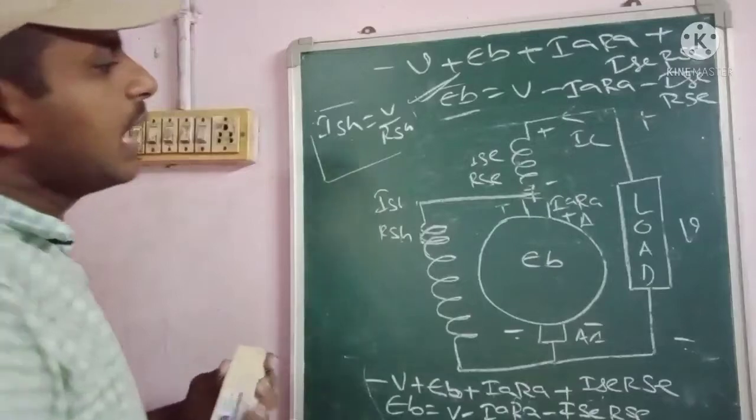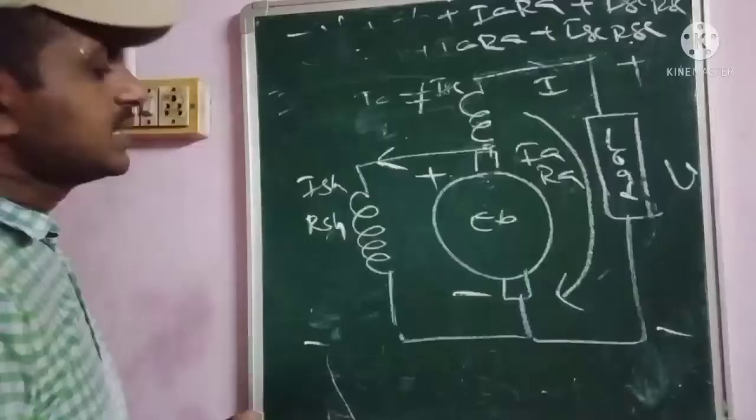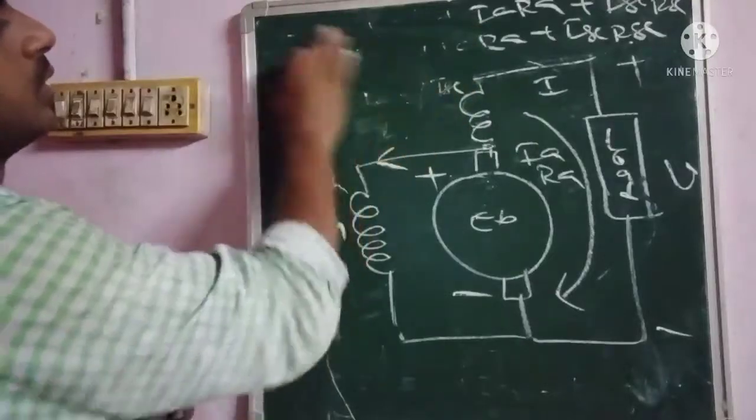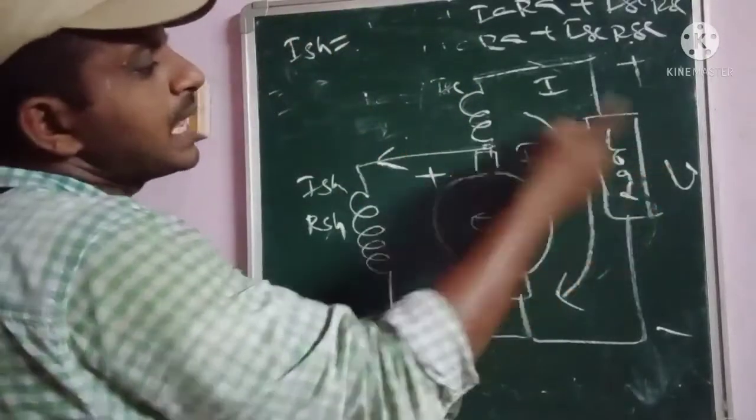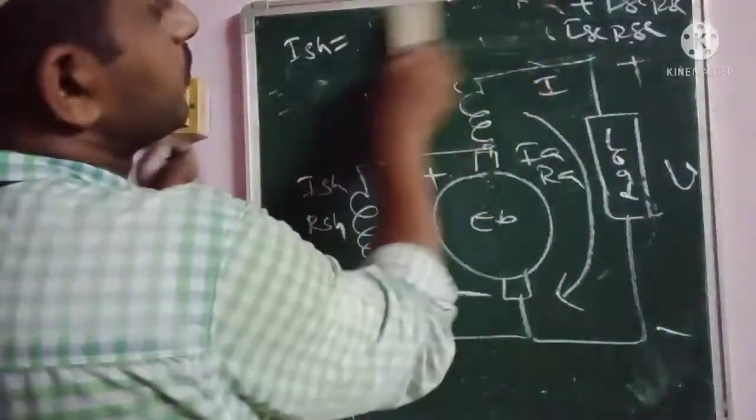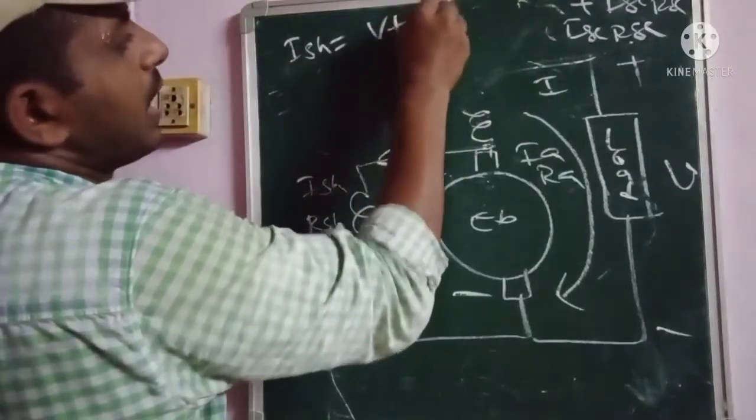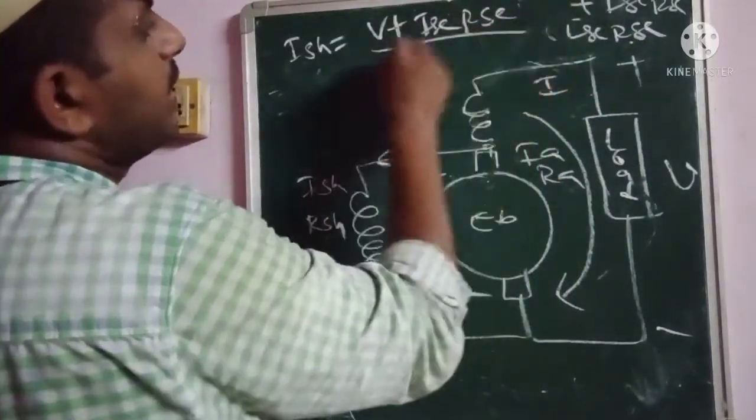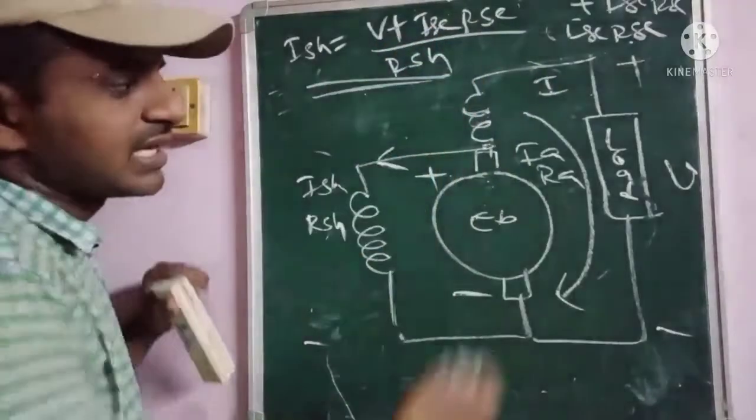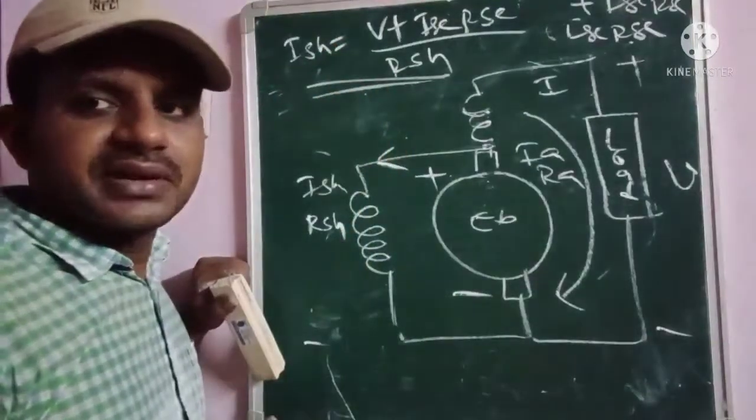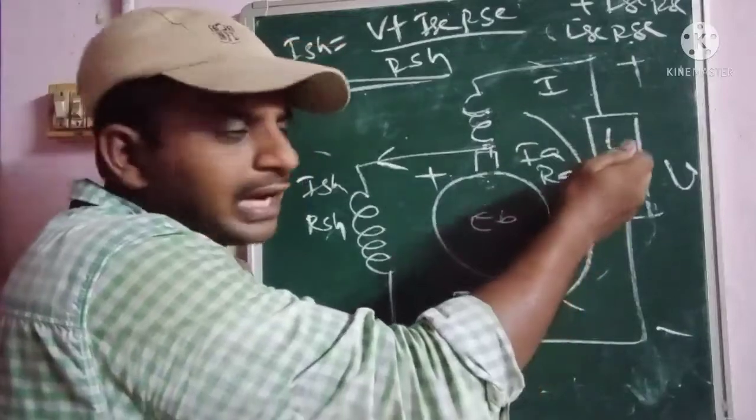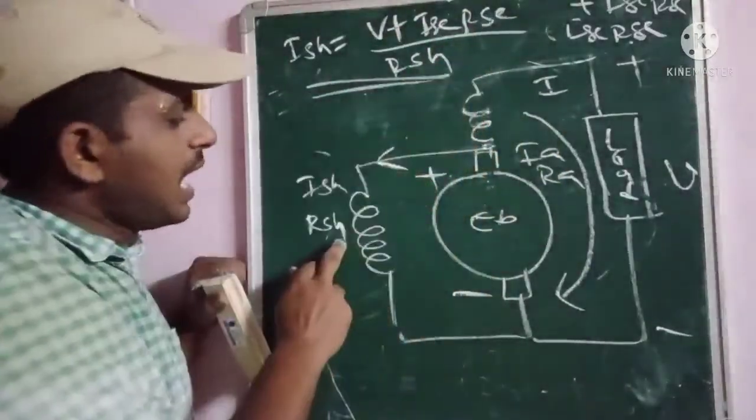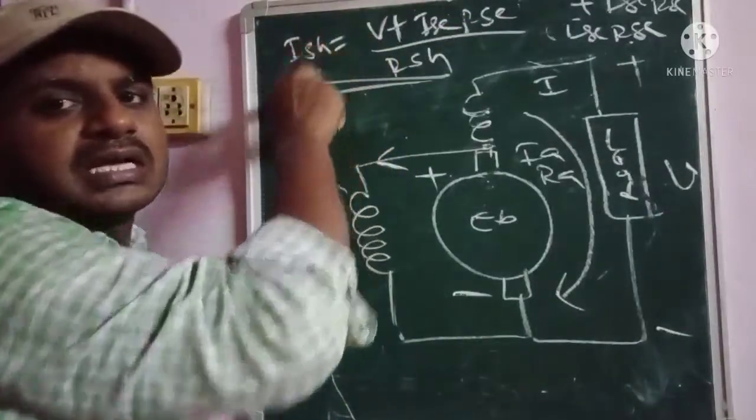This is the back EMF equation. If you want to calculate the current, ISH is equal to V plus ISC into RSC, by RSH. So this is the shunt field current calculation in the case of the short shunt compound motor. Why? Because here the load voltage, or battery, is connected in series with the field winding, that's why you have to write V plus ISC into RSC. According to Ohm's law, we represent it as the shunt field current.